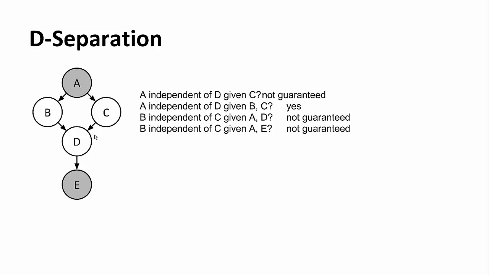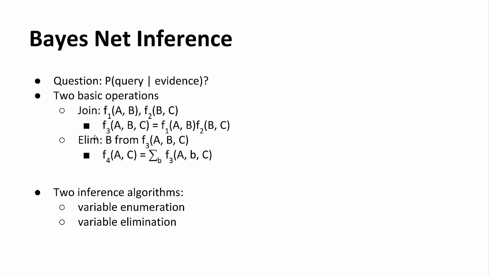Okay, so that's D-separation. Hopefully that helped. Let's move on to queries. So the point of that last section was to be able to tell if two variables are independent of each other. The point of inference is to be able to answer a query that looks like this. We want to be able to find the probability of some set of query variables given some set of evidence.